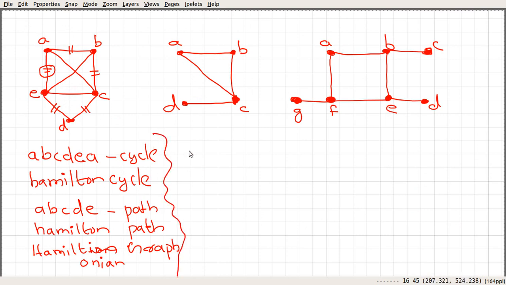Okay, so let's look into this graph. In this graph, suppose that you start at A, and if you use this edge you move to B, and if you use this edge you move to C. And from C if you use this edge you move to D. Here we can see that this is not a cycle, so this is a path. And if you look into this path, every vertex appears exactly once: A, B, C, D. So such a path is called a Hamilton path.